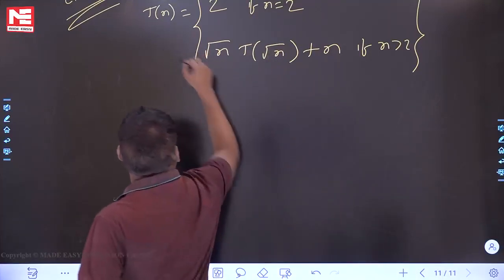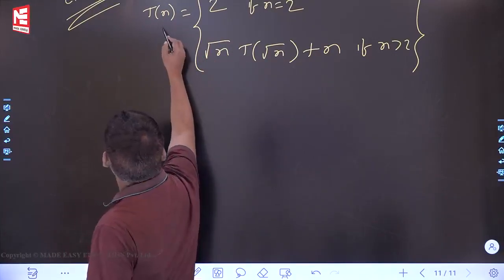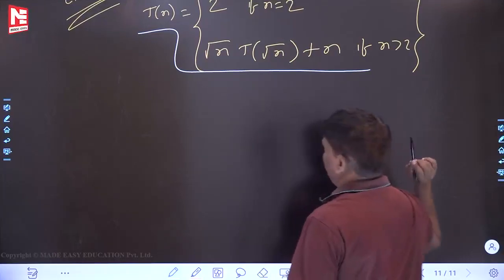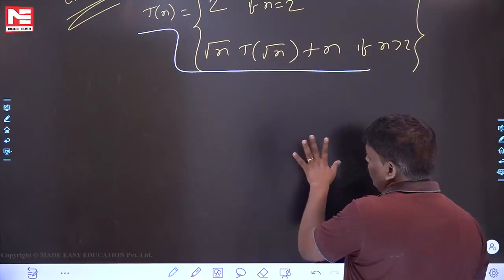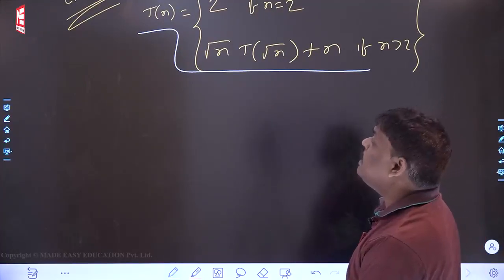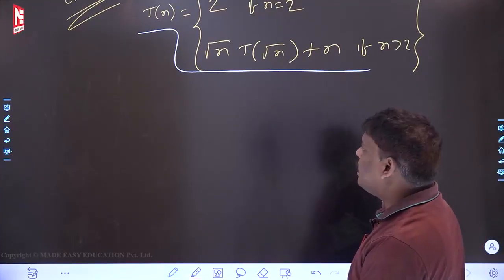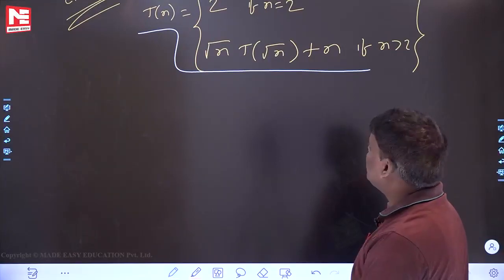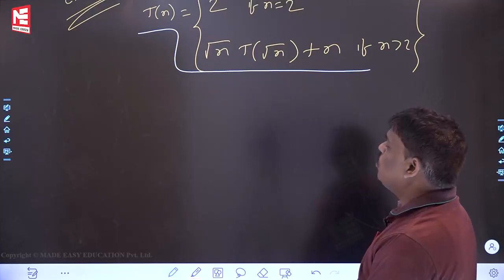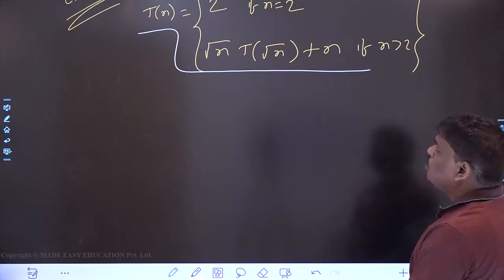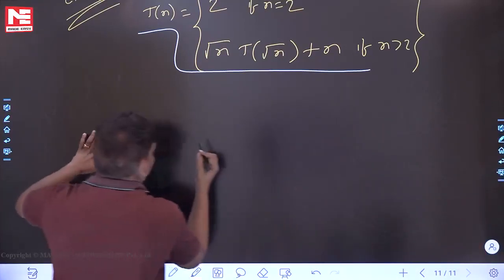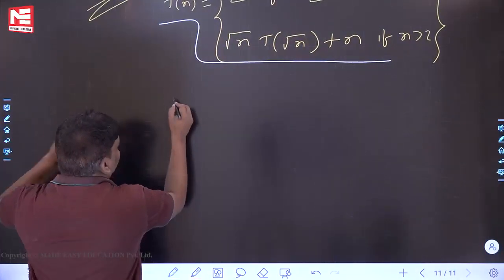First of all, simply be comfortable with this problem. Let me check: T(n) is equal to root n times T(root n) plus n. Those people who have a little doubt, let's substitute numerical values. T(100) is equal to root 100 times T(root 100) plus 100. In the same way, T(25) is equal to root 25 times T(root 25) plus 25. Like that we have to do. Only the calculations will trouble you, nothing else.